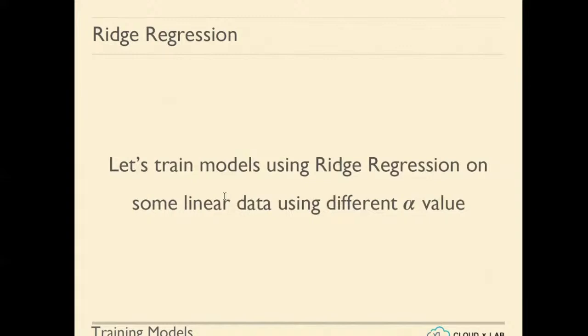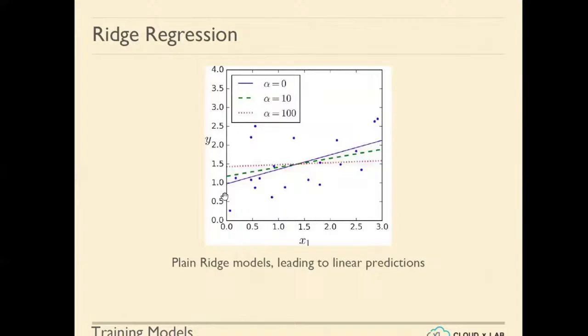Okay. So now let's train a model using ridge regression on some linear data using different alpha values, right? These blue points are our data points, and in input we are only having one feature x1, and y is our output. So we are predicting real valued output y given input x1.